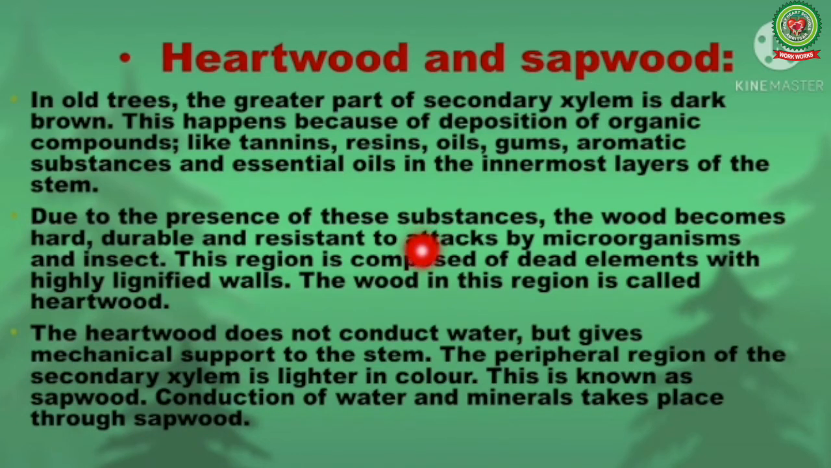The wood in this region is called heartwood. The heartwood does not conduct water but gives mechanical support to the stem. The peripheral region of the secondary xylem is lighter in color. This is known as sapwood. Conduction of water and minerals takes place through sapwood.